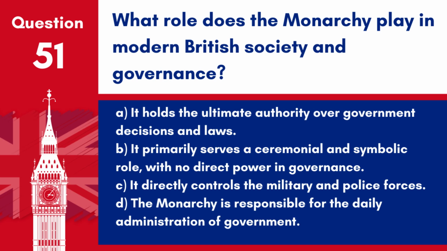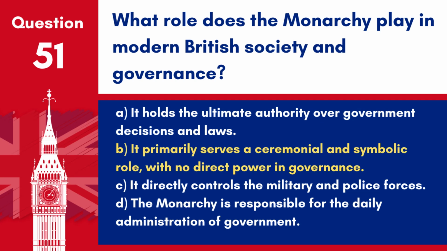Question 51. What role does the monarchy play in modern British society and governance? A. It holds the ultimate authority over government decisions and laws. B. It primarily serves a ceremonial and symbolic role, with no direct power in governance. C. It directly controls the military and police forces. D. The monarchy is responsible for the daily administration of government.